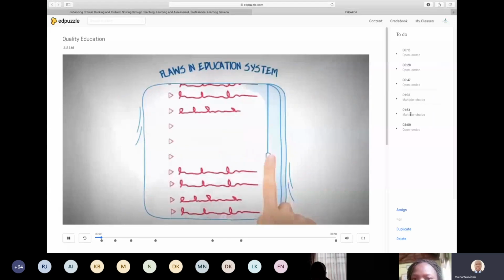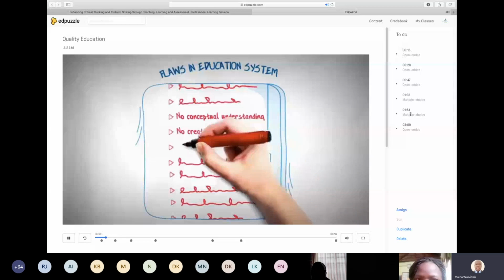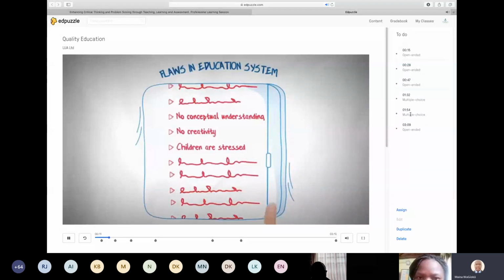Then you'll press continue. No conceptual understanding, no creativity, children are stressed, and the list goes on.